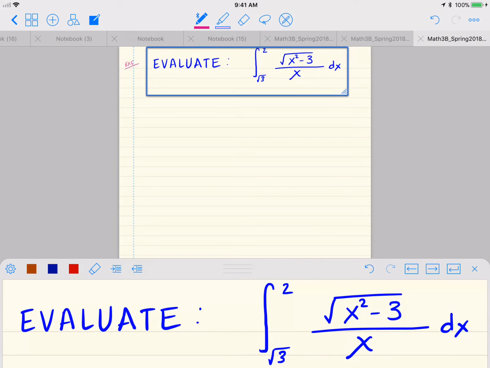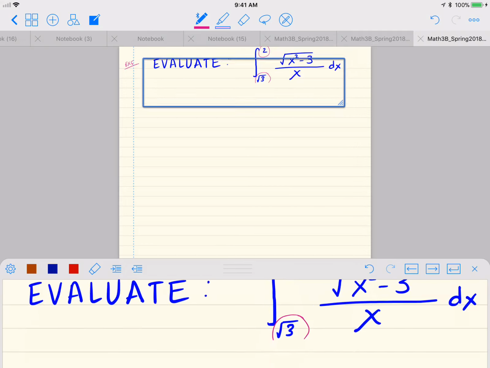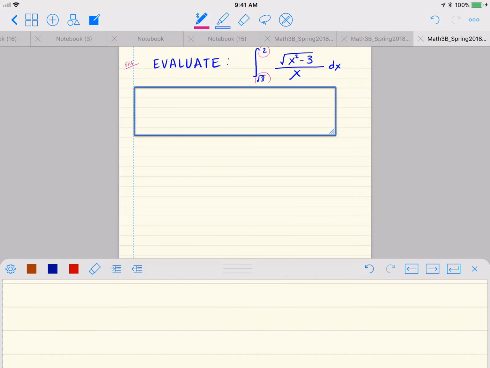Okay, so as always, this is a definite integral because I've got bounds here. My lower bound is root 3 and my upper bound is 2. The way I like to do definite integrals is first I find the antiderivative of the integrand, and then I evaluate it at the endpoints. So for now, I'm just going to focus on trying to integrate the square root of x squared minus 3, divided by x dx.